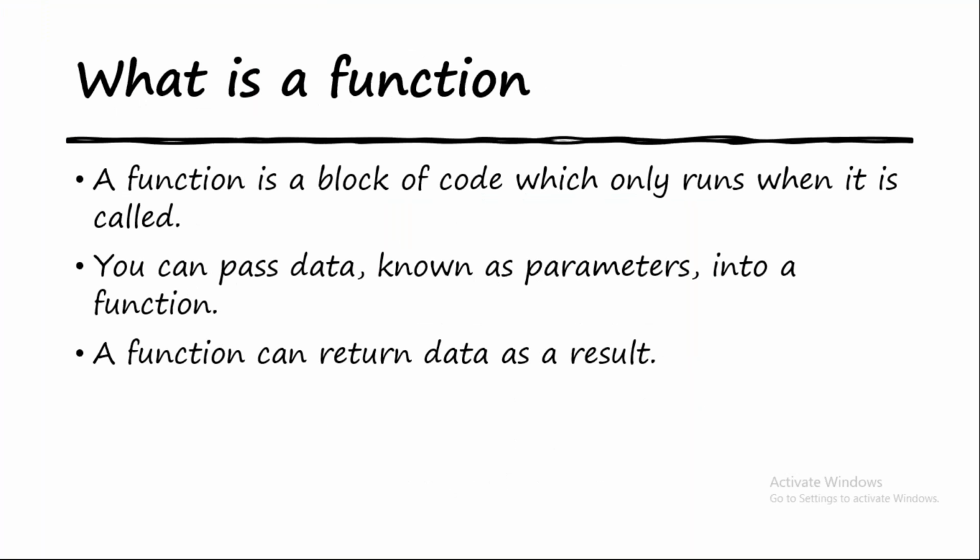So first, what is a function? A function is a block of code which only runs when it's called. Whenever we call a function, the program inside the function gets executed, and you can pass data into the function. They are known as parameters or arguments. Parameters and arguments are both the same, and a function can return data. The main use of a function is that it is reusable. We can use the same function n number of times in our code.